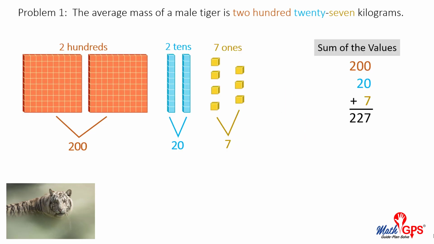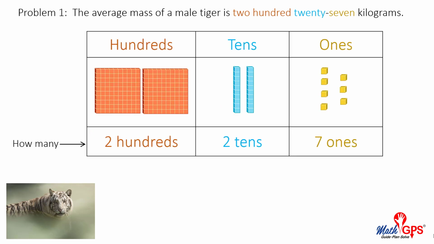To compose this number, we take the sum of the values. 200 plus 20 plus 7 equals 227. The average mass of a male tiger is 227 kilograms.